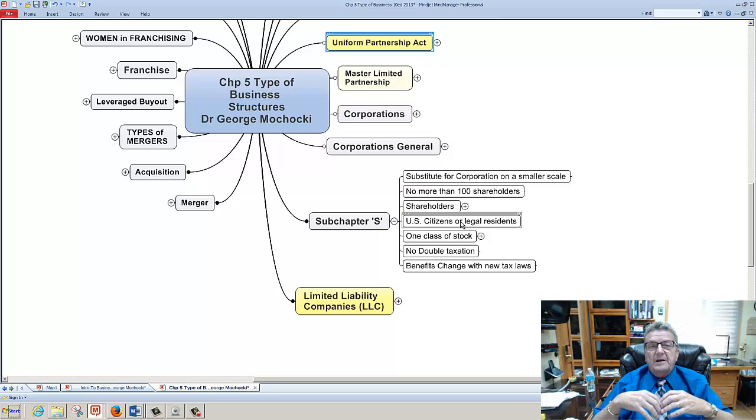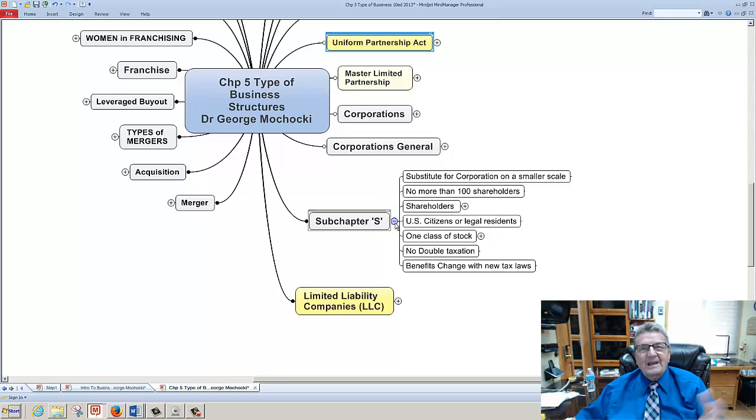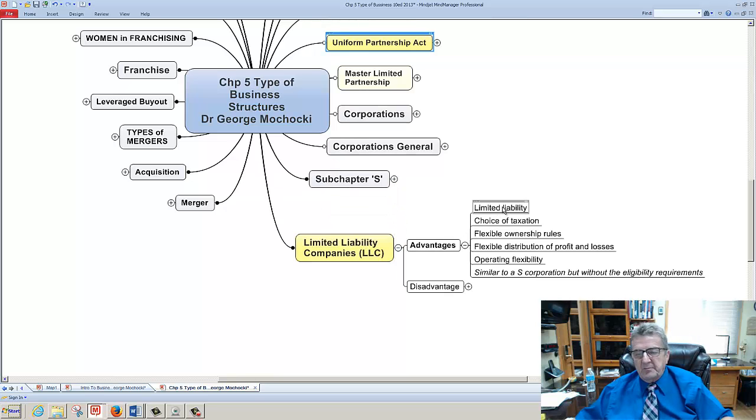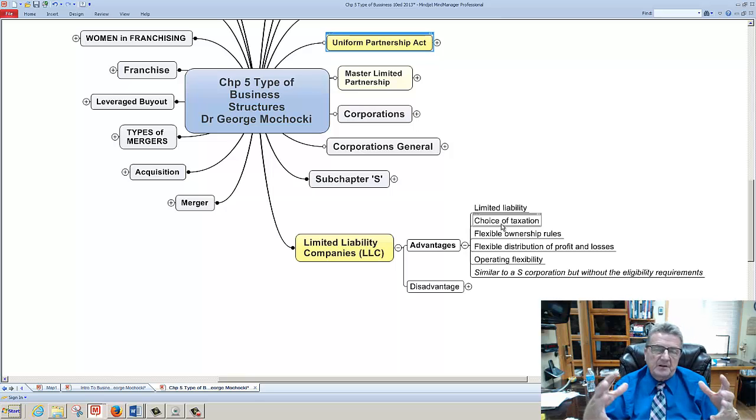And then if my corporation or Chapter S goes under, I only lose what I invested in it. Okay, so they can't come after my home, my car, or anything else. I'm looking at it, and a limited liability, choice of taxation. I could be taxed as a corporation. I could be taxed as an individual. Depends how much money I'm making. Depends how I'm doing it.